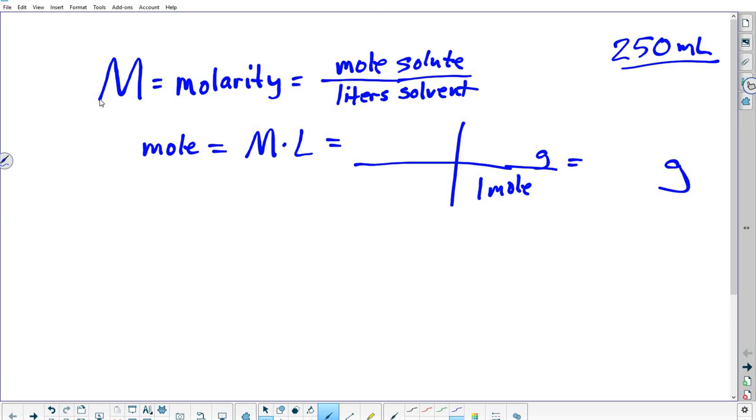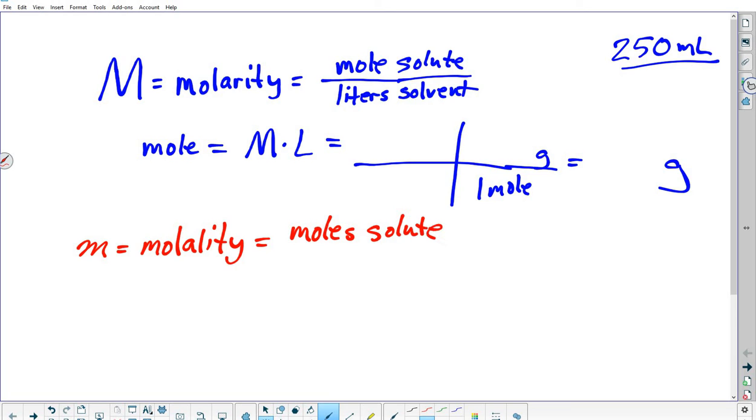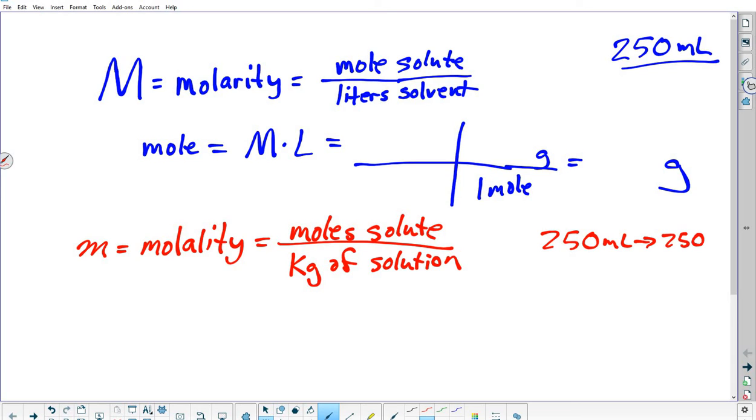Okay? The other one that everybody gets confused with molarity is molality. And it is an italicized cursive-looking M. Okay, and it is moles of solute divided by kilograms of solution. Now, we're not going to know the kilograms of solution, but we're going to assume that we have 250 milliliters. So we're going to assume it's going to be close to 250 kilograms. We're going to be off a little bit, but we need to know how much to weigh out.